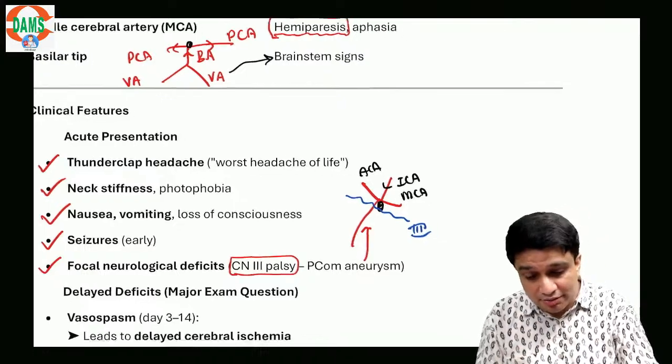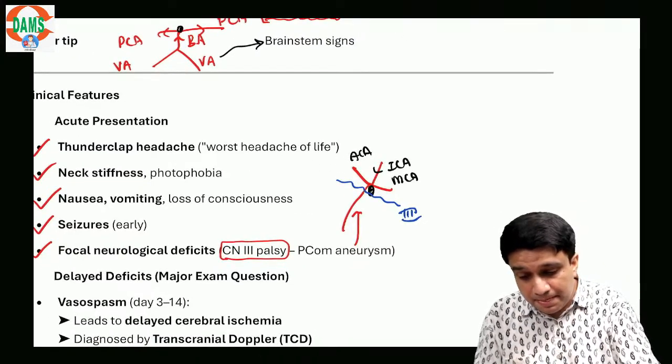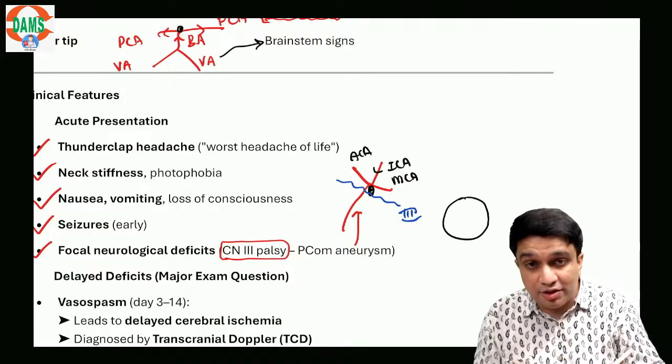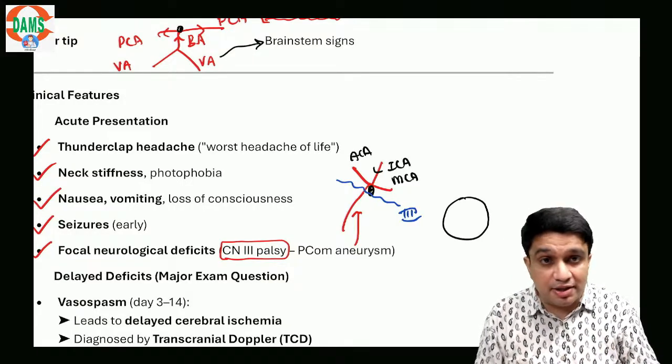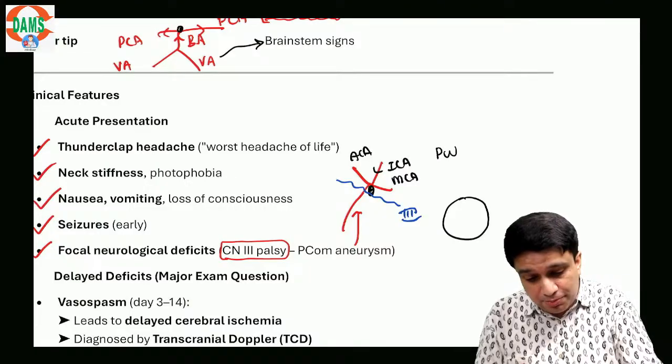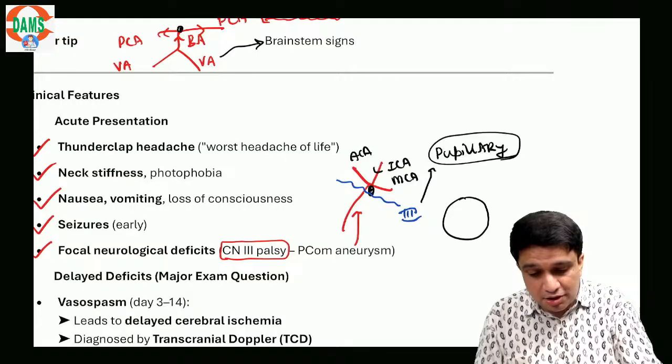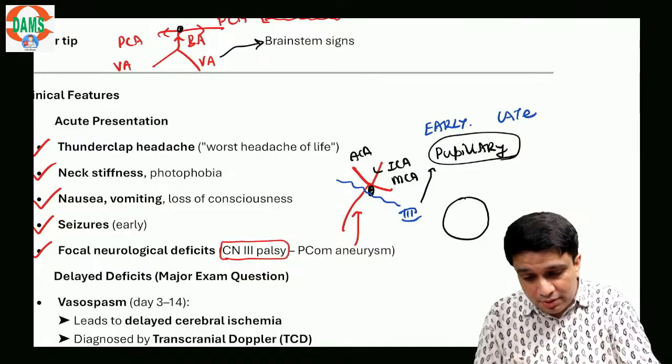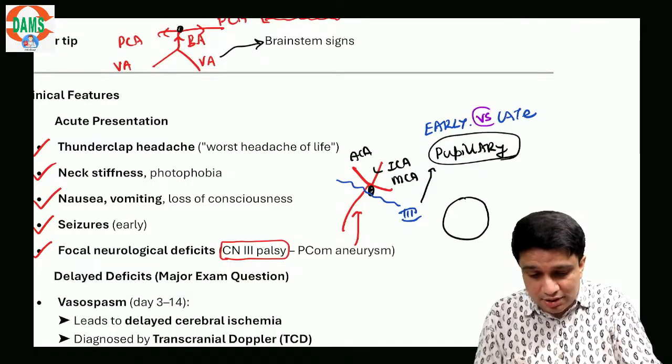But look at the third nerve. This is something important now. In the third nerve palsy that you have, please tell me an answer for this. The pupillary fibers in third nerve palsy due to PCOM aneurysm are going to get involved early or late? If you have attended the lectures, you know it. It's a very simple guess.